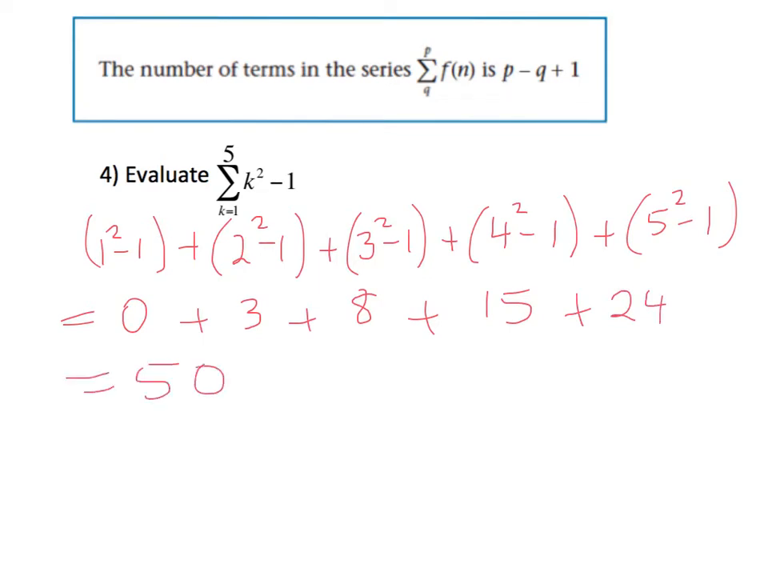Now, if using this little formula up here, if a question said how many terms are there in this series, it's going to be p minus q plus 1. So here would be 5 minus 1 plus 1, which is 5. And you can see that there were 5 terms in that series. And that's it for our first lesson.